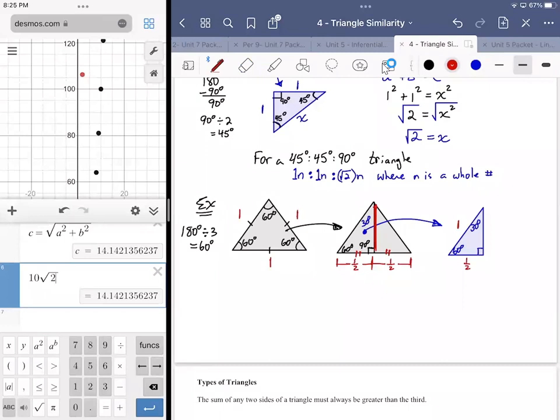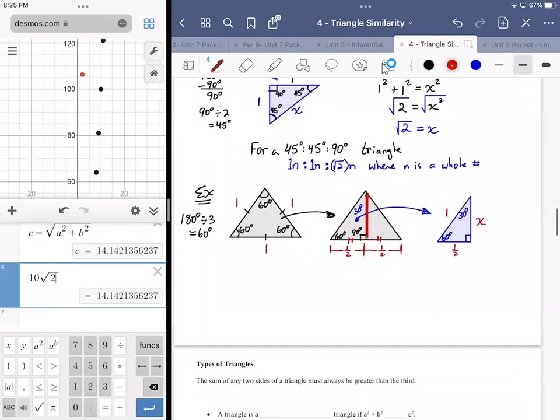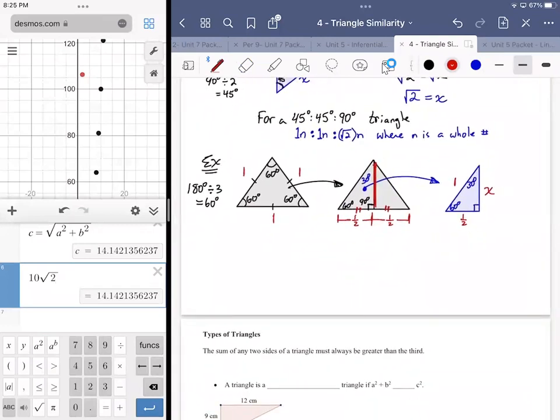All right, so using the Pythagorean theorem, I could figure out the missing side over here. So I would write 1/2 squared plus x squared is equal to 1 squared. And again, that's the Pythagorean theorem. A squared plus b squared is equal to c squared.